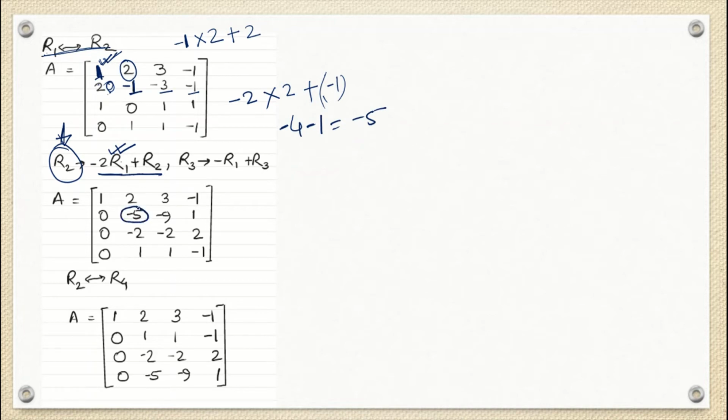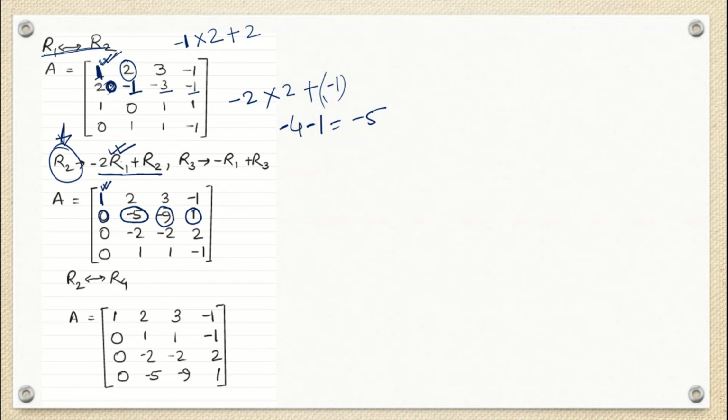Similarly here also, if I perform this operation, I am going to get minus 9, and here I am going to get 1. Fine. So till here things are exactly fine. To be in the echelon form, this number is 1. To be in the echelon form, this number is 0.